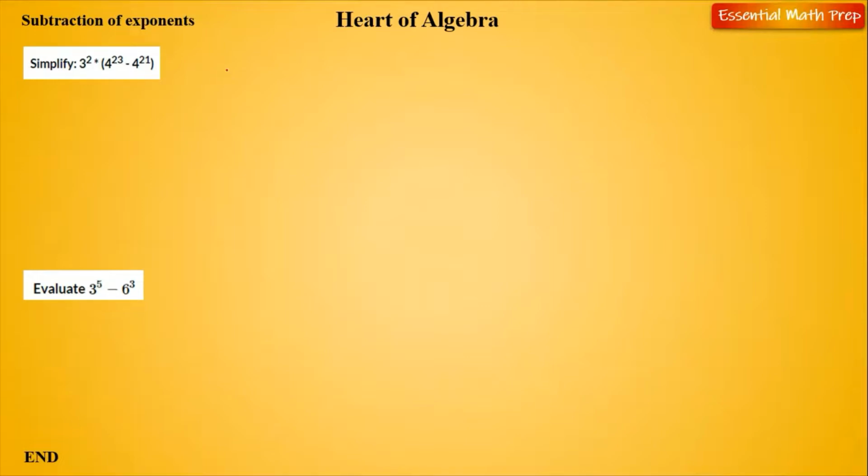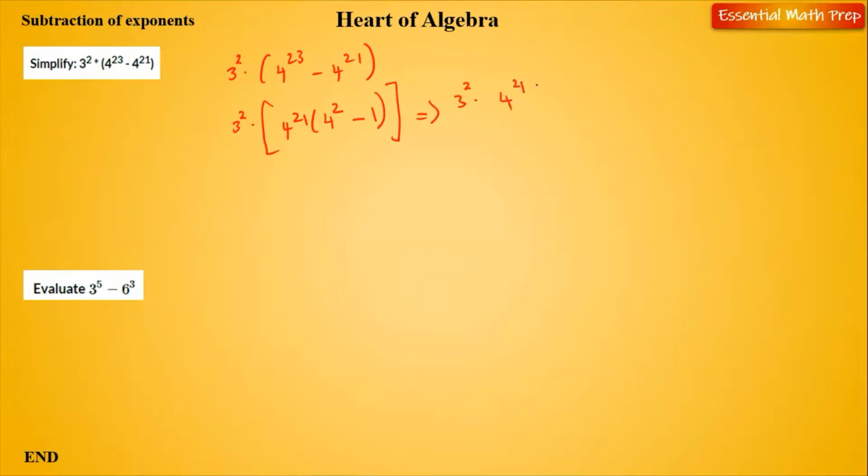Okay, we have 3 squared times 4 power 23 minus 4 power 21. First, let's simplify this term that's within the bracket. I'm going to open a large bracket and take 4 power 21 outside the bracket, which will leave me with 4 squared minus 1, right? Remember, if you take 21 out of 23, you're left with 2 powers. So that's what I've done here. So that will be 3 squared times 4 power 21 times, I think, 16 minus 1 is 15, right?